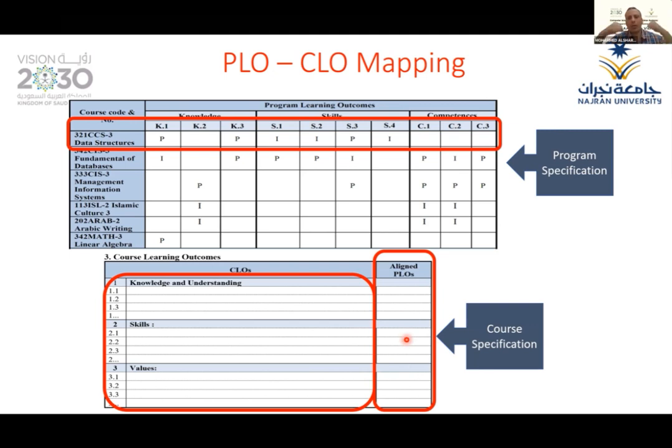No, this is not the correct relation. And this is what we talked about yesterday, the alignment between the operational and the strategy. PLO is a strategy, CLO is operational. So this mapping is very important for the program, for the assessment, for the accreditation.